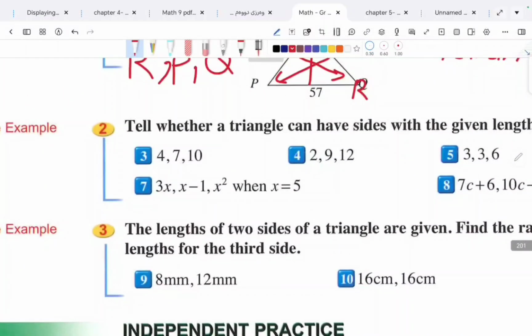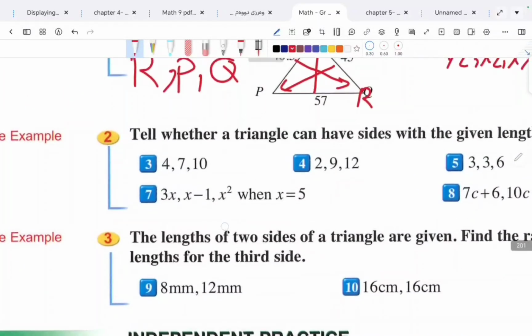Case 2, you have 3 numbers. You have to check all of them together. 4 plus 7, is it greater than 10? Yes, of course. It's 11, and 11 is greater than 10. Then I'm going to add 7 with 10. 7 plus 10 is greater than 4? Yes, of course. It's 17, greater than 4. Then 4 with 10. 10 plus 4 is greater than 7? Yes, of course. So it's correct for all of them. That's why we say, yes, it can be the length of a triangle.